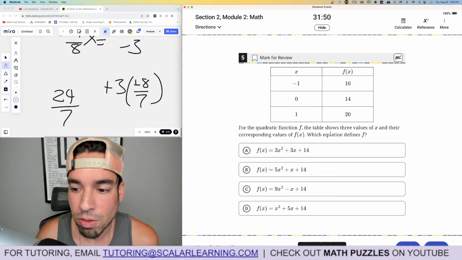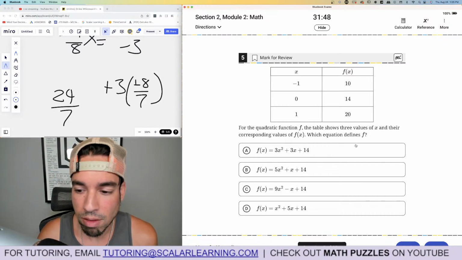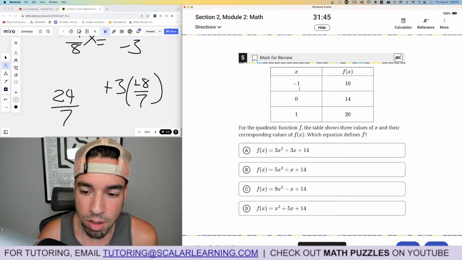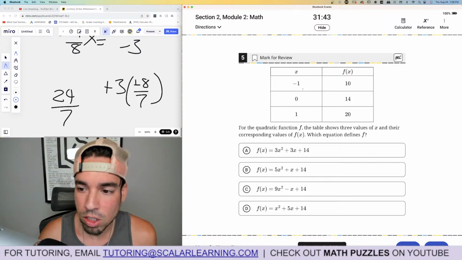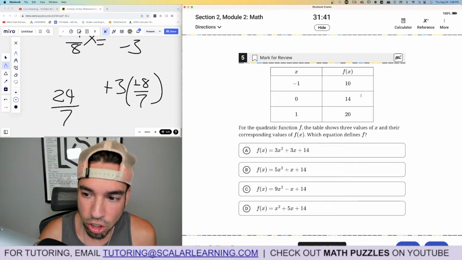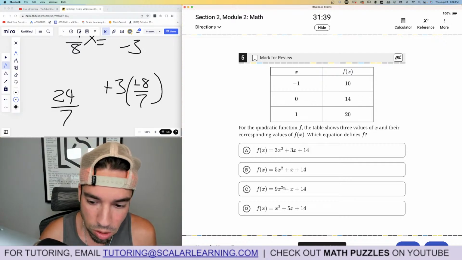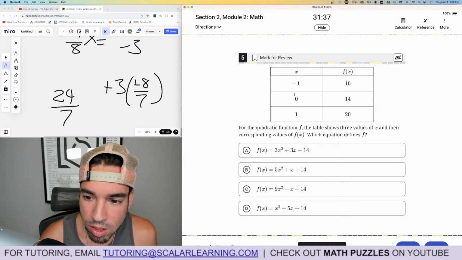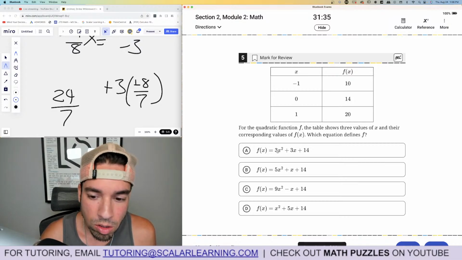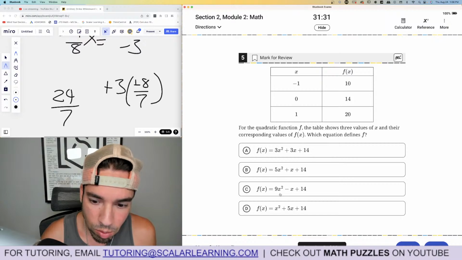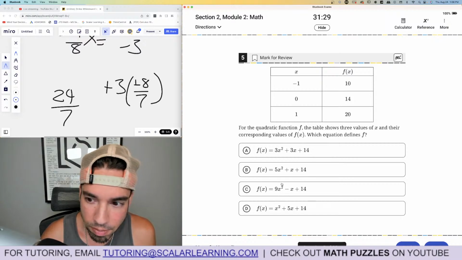All right. For the quadratic function f, the table shows 3 values x and the corresponding values f of x. Which equation defines f? Okay, well, let's just see. So when we get -1 for x, we should get 10. Actually, here, this is easy. 0, 14. Oh, they're all going to give me 0, 14. 120. So that's 3, 3, 20. That one works. 5, 6, 20. That one works. 9, 8. That one doesn't work.